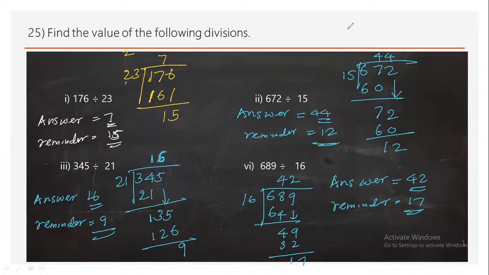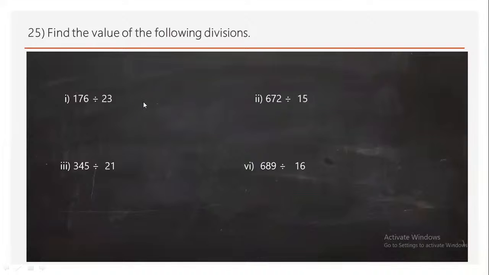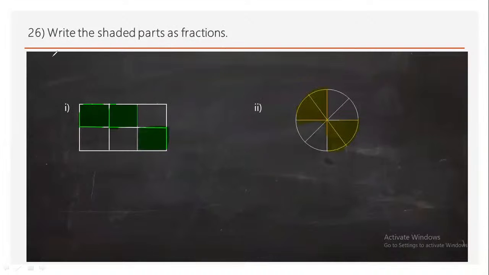Next one, 26. Next one, write the shaded part as fractions. 1, 2, 3. It means 3 over 6. 1, 2. Answer is half. Now look at here shaded part. 1, 2, 3, 4. 4 over 1, 2, 3, 4. Altogether 8. That is also how many pose 1, how many pose 2. Half.